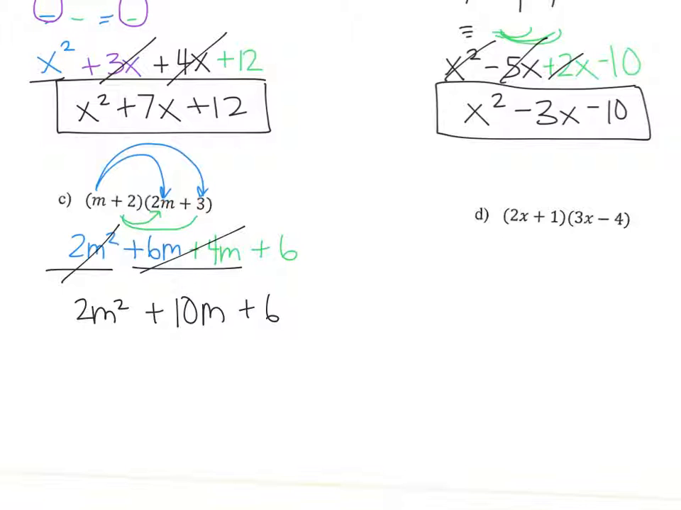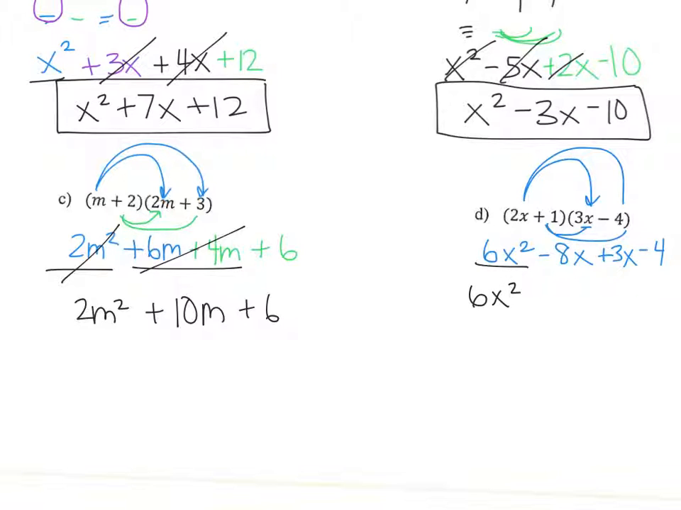So then letter D, 2x times 3x is 6x squared. 2x times negative 4 is negative 8x. 1 times 3x is 3x. 1 times negative 4 is negative 4. So now I have 6x squared minus 5x minus 4.